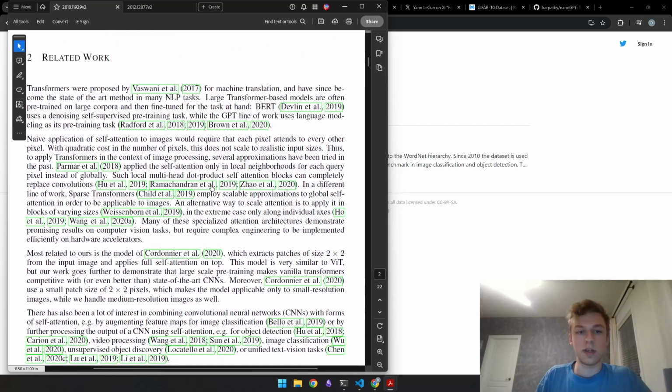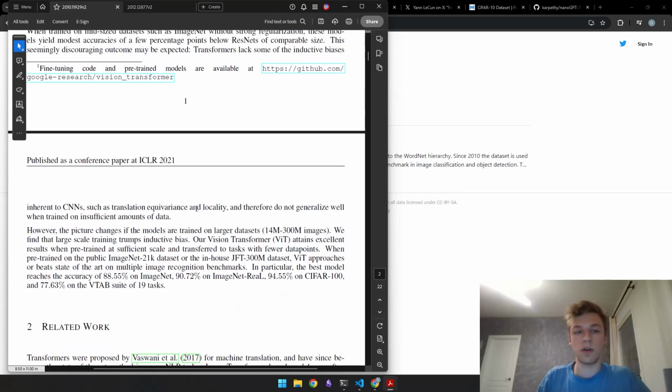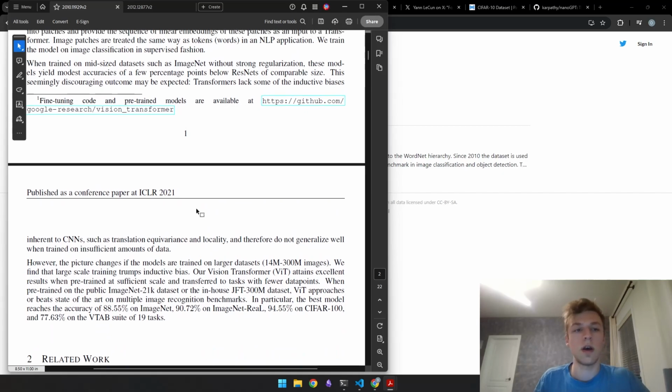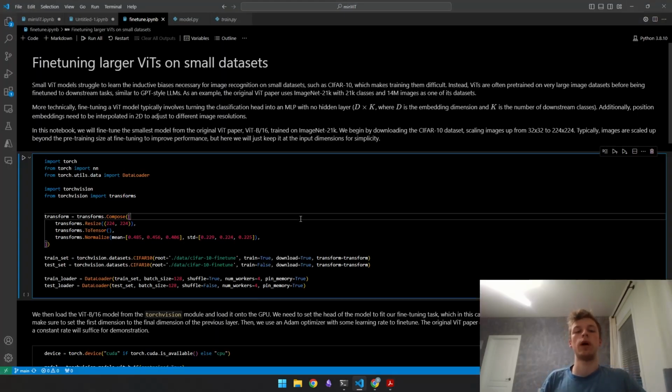So these vision transformers are trained on extremely large data sets, which allow them to overcome the lack of inductive biases that they have for images. And I'll talk more about that later. So what we want to do if we want to have a transformer perform on downstream tasks is we fine-tune them by changing the classification head.